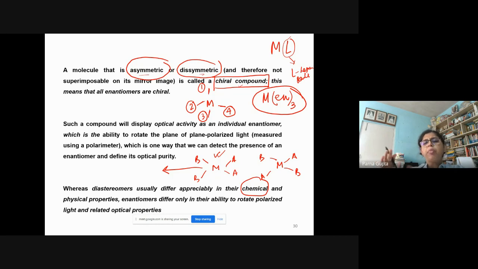And then the melting point in some cases. Melting point not that much, but a little bit, because the trans effect is there, so the molecule becomes more stable in the case of these diastereoisomers. And then you have these properties different, but enantiomers differ only in their ability to rotate polarized light, because the molecular strength remains the same, right?